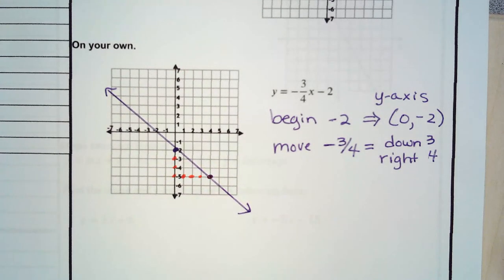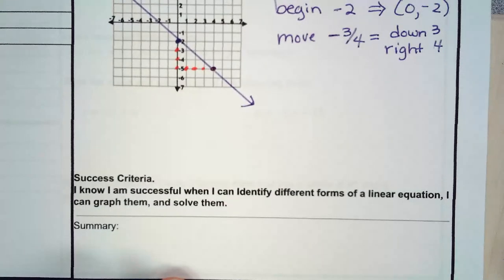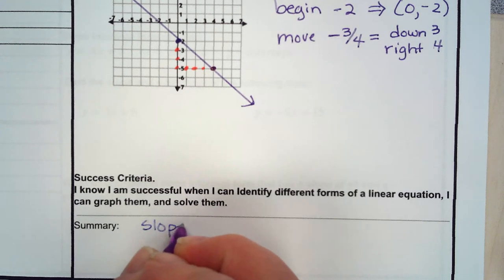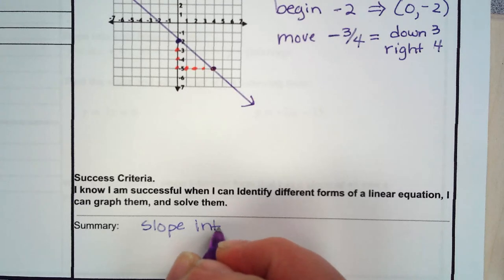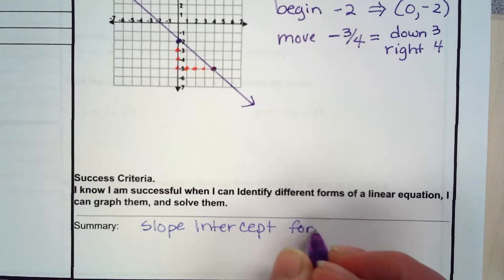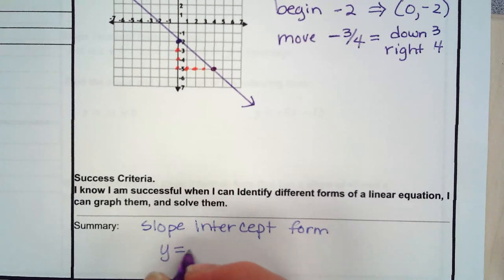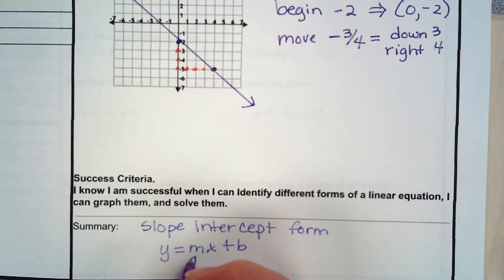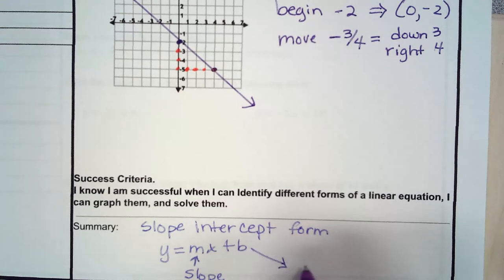So, how do you know you're successful? You know you're successful when you can identify different forms of linear equations, graph them, and solve them. So today we're starting off with the slope-intercept form. And that's the form y equals mx plus b. M is your slope. B is your y-intercept.